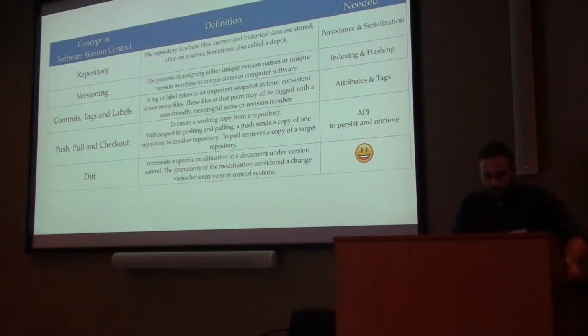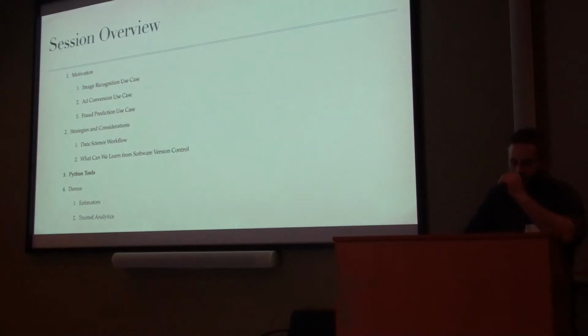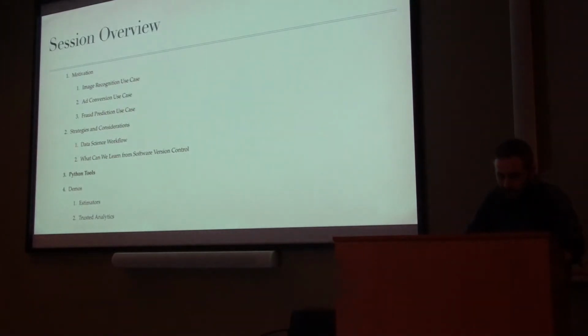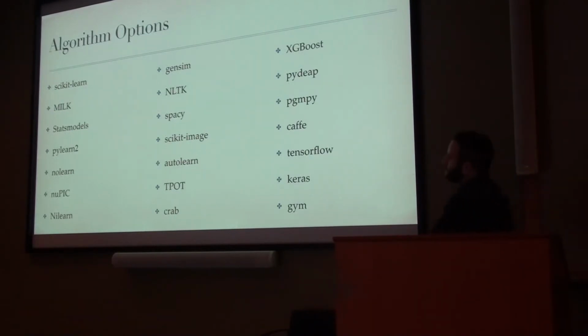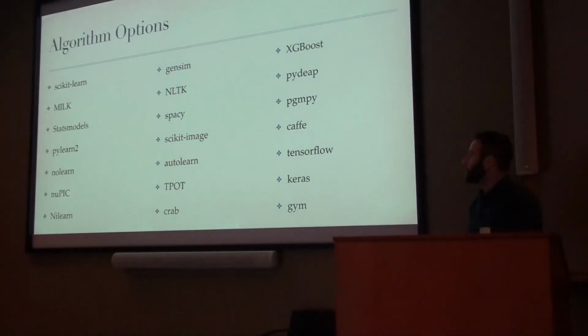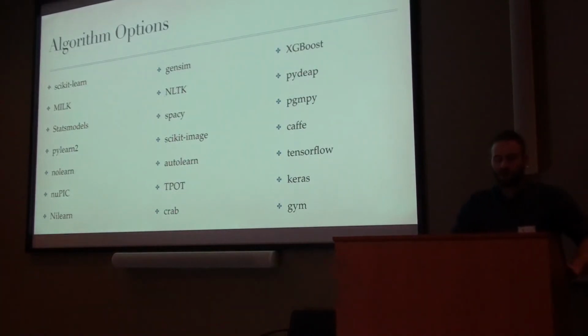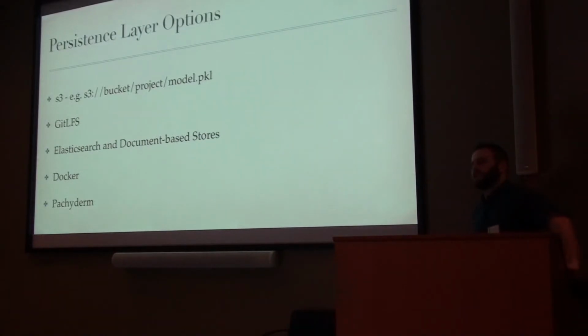So with that, let's talk a little bit about different Python tools. There are a lot of algorithm options in Python. This is a short list, but there are a lot of ways to develop algorithms. A lot of them have sophistication. I'm not going to get into detail, but I think we can recognize a lot of these. But if we move on to something like persistence layer options, it gets a little bit trickier, because now you have to start putting all these components together from the ground up, like a bunch of Legos.